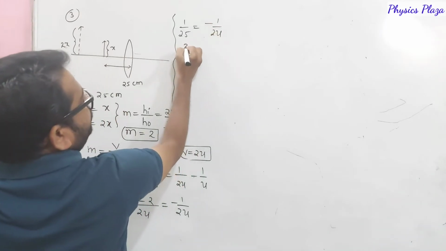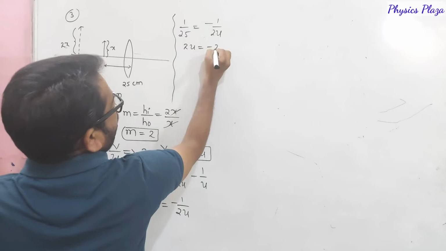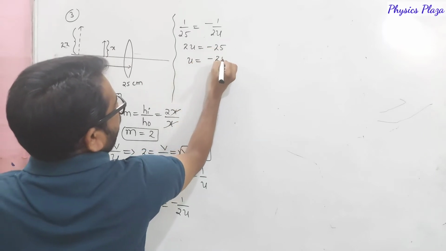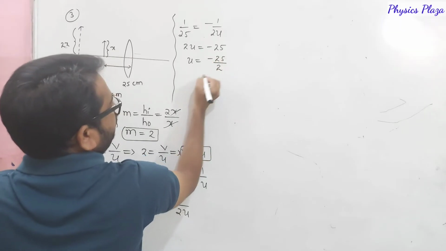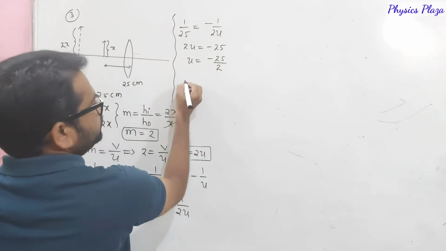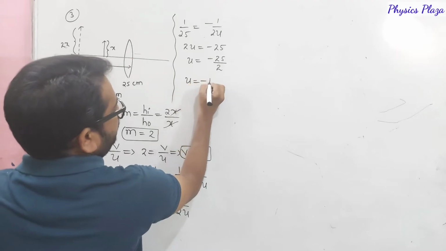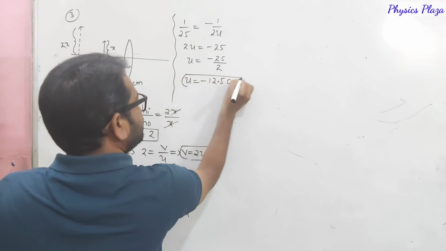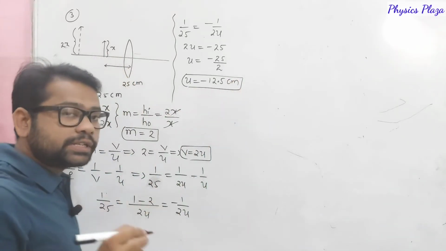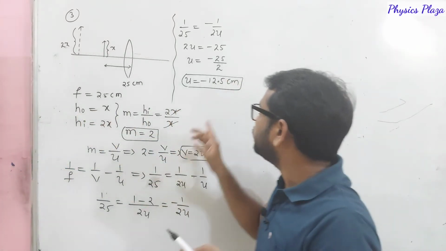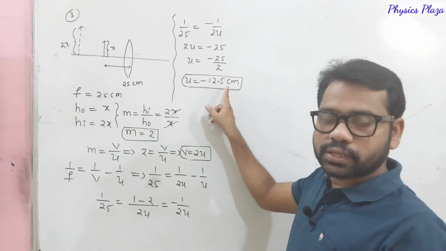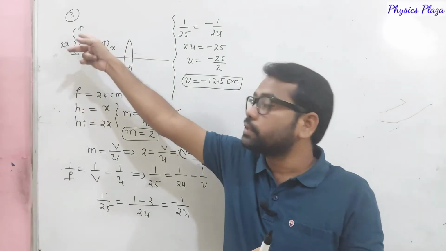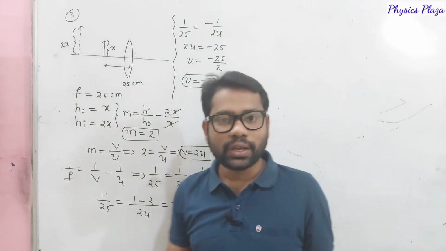So can we write like this? 2u is equal to minus 25. Yes, we can. So u is equal to minus 25 by 2. So 25 by 2 is 12.5. So u is equal to minus 12.5 centimeters. So children, we should keep the object in front of a convex lens of focal length 25 centimeters at 12.5 centimeters so that we obtain a virtual image with double the size of the object. Okay, just copy it.